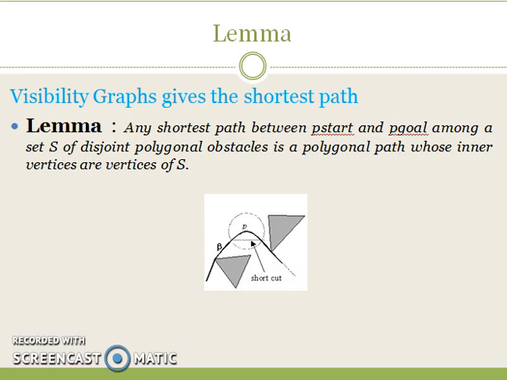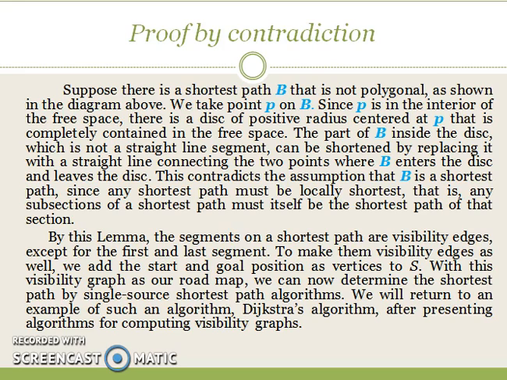Visibility graphs give the shortest path, which is known as a lemma. Any shortest path between P start and P goal among a set S of disjoint polygon obstacles is a polygonal path whose inner vertices are vertices of S. Proof by contradiction. Suppose there is a shortest path B that is not polygonal, as shown in the diagram above.